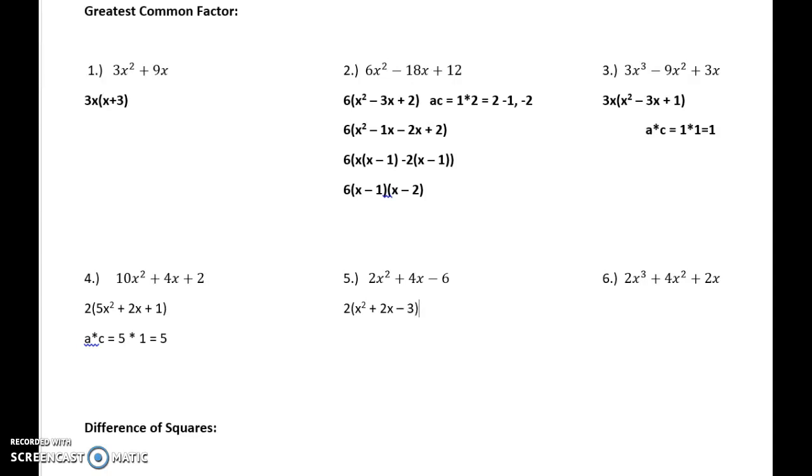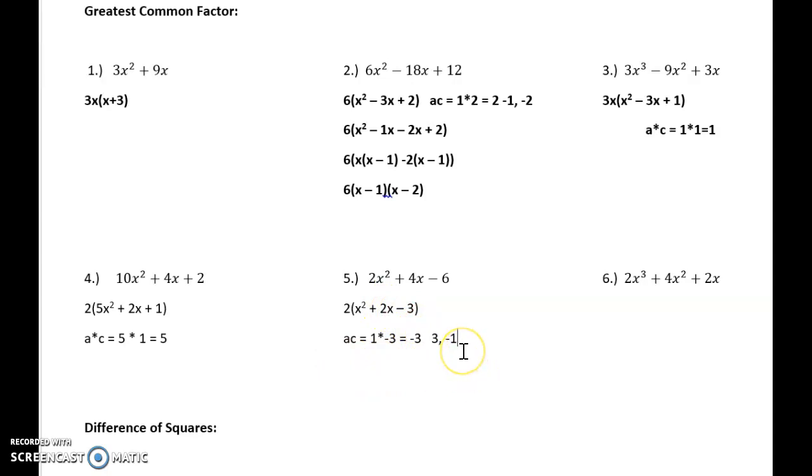And I have that. Okay, so let's see if we can do a times c on this one. So a is the understood 1 right here. And c is the negative 3 right there. A times c is negative 3. All right, can we think of two numbers that multiply together to be negative 3 and add together to be positive 2? All right, think for just a second. Yeah, very good. The numbers are 3 and negative 1. Positive 3 times negative 1 is negative 3. Positive 3 plus negative 1 is positive 2.